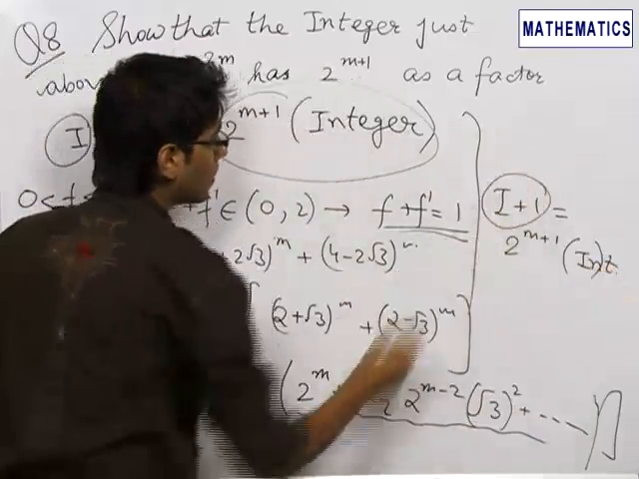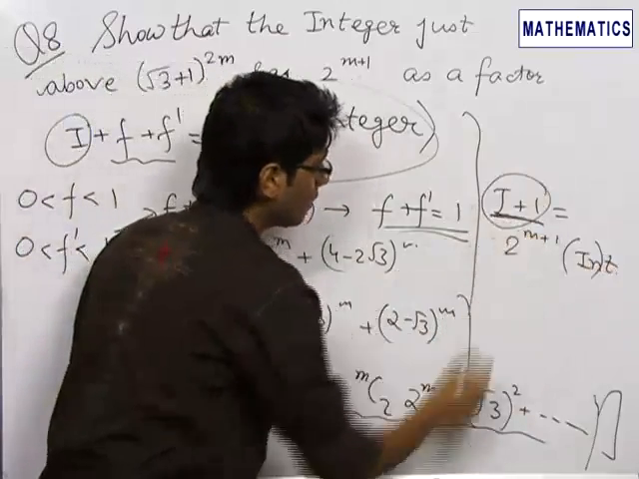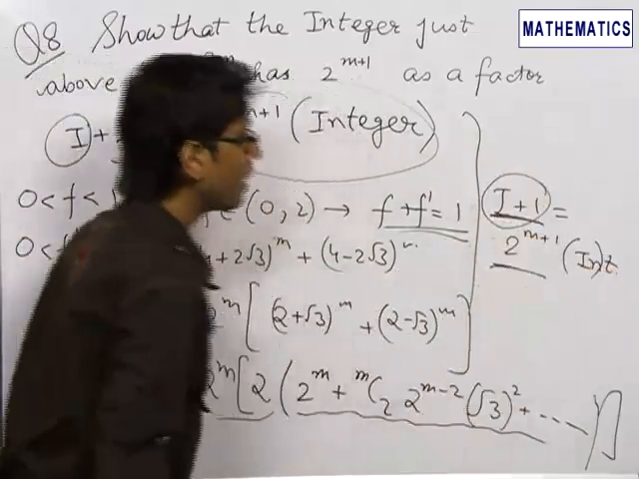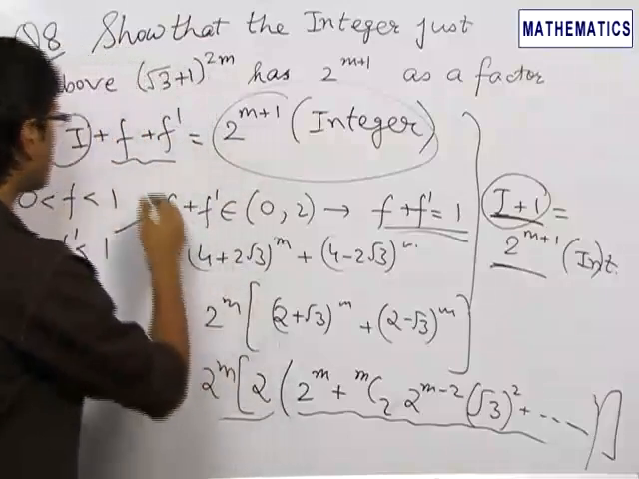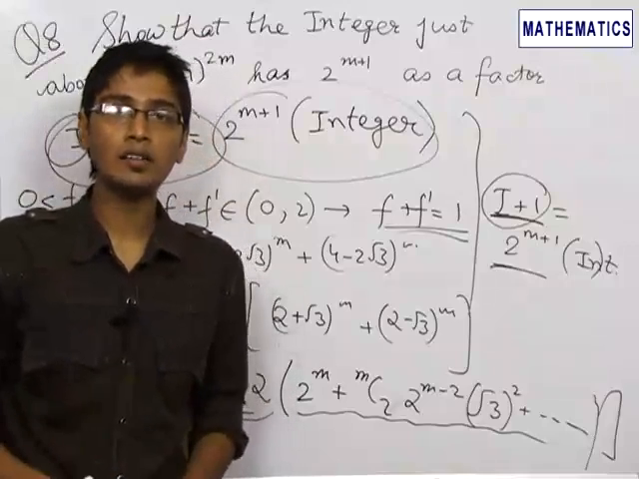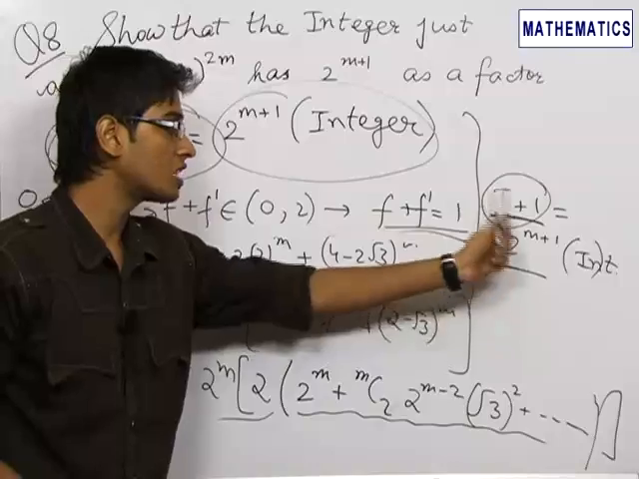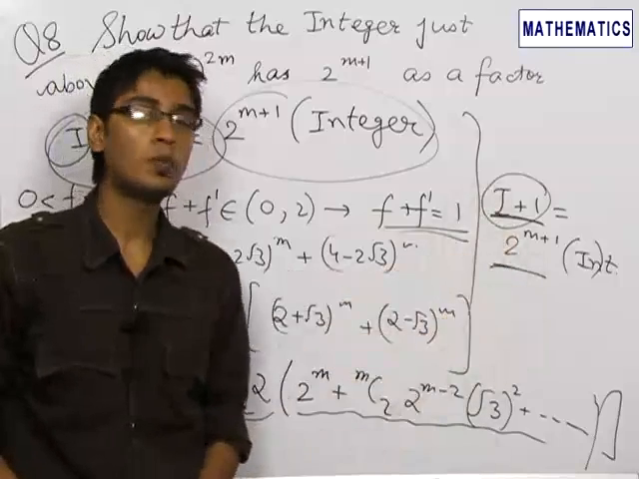I plus 1 is the number just 1 above I. So we have proved that the number just above I has a factor 2^(m+1) by using the approach of writing any number in the form of an integral part and a fractional part. So we have proved that the number just above I has the factor 2^(m+1).